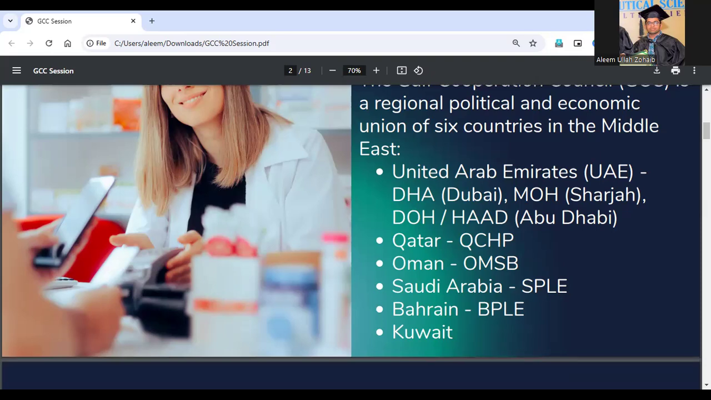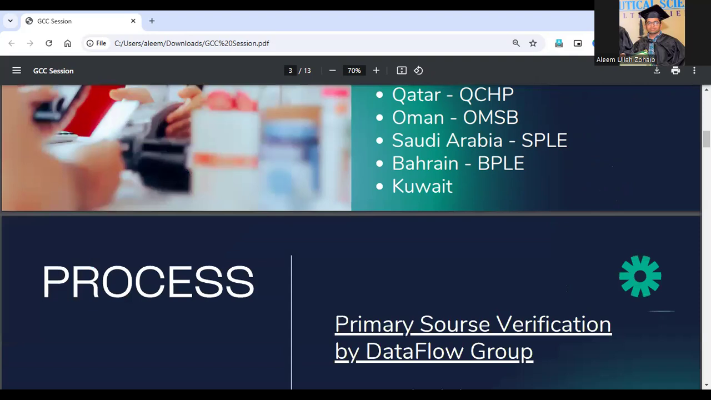For Kuwait, the process is different. They are not taking an exam. You need to get a job first there, and the license is activated by the employer.